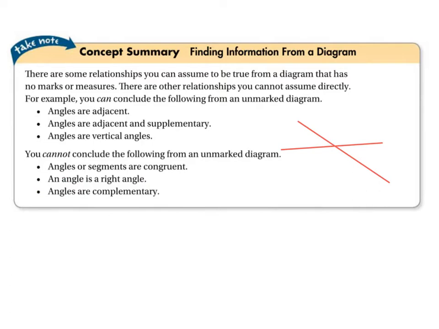We can assume two angles are supplementary, like these two here, because they form what we're going to learn to be called a linear pair, that this line right here is straight, and therefore these are supplementary. But you can't assume that an angle is a right angle, so you can't assume that they're complementary either.